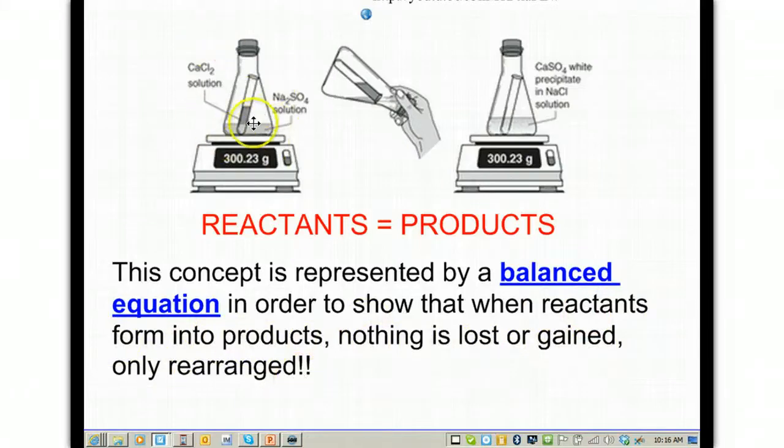So for example, if I have two different compounds in an Erlenmeyer flask, notice the mass, 300.23 grams. If I were to mix those compounds together, then I'll end up with a new compound, but notice the mass does not change. Everything remains equal, only transformed. And here's a little video to supplement.